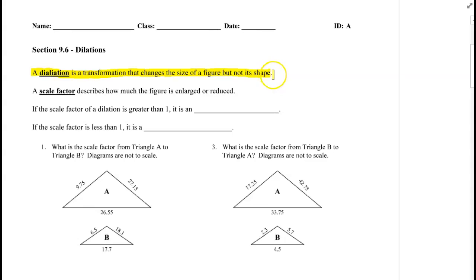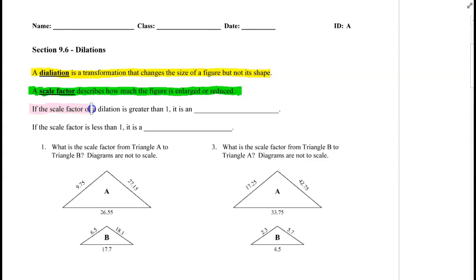What I mean by that is the angles are all going to be preserved and the sides are going to be proportional, and we'll discuss that in a little bit. So a new definition. A scale factor describes how much a shape is enlarged or reduced.